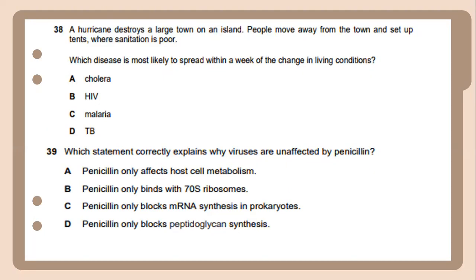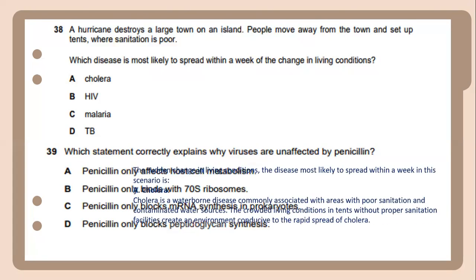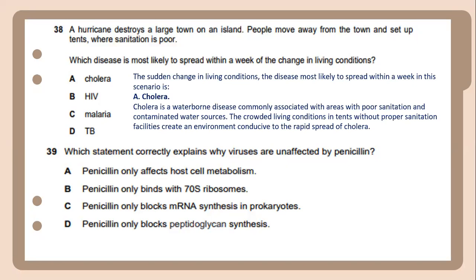38. A hurricane destroyed a large town on an island. People move away from the town and set up tents where sanitation is poor. Which disease is more likely to spread within a week of a change in living condition? The disease most likely to spread within a week in this scenario is cholera. Cholera is a waterborne disease commonly associated with areas with poor sanitation and contaminated water sources, and the crowded living condition in tents without proper sanitation facilities creates an environment conducive to the rapid spread of cholera. The answer would be A.